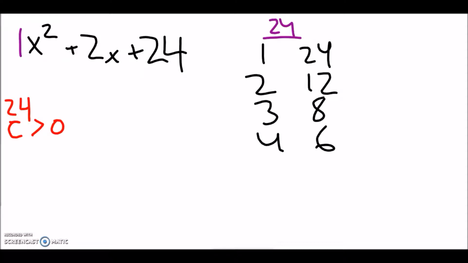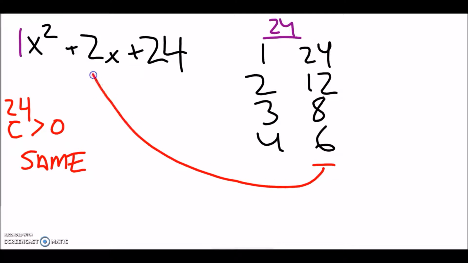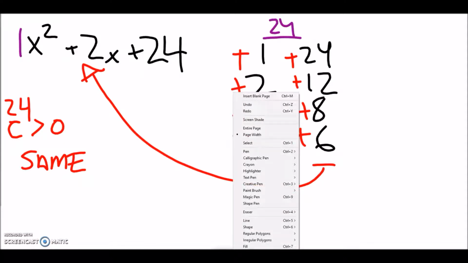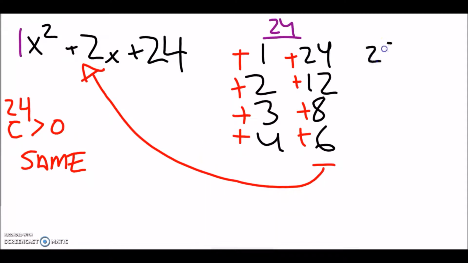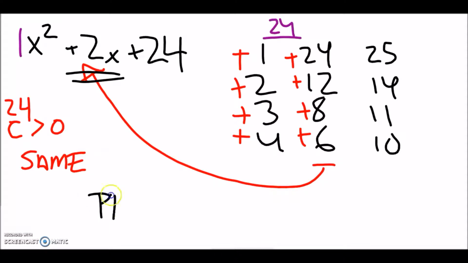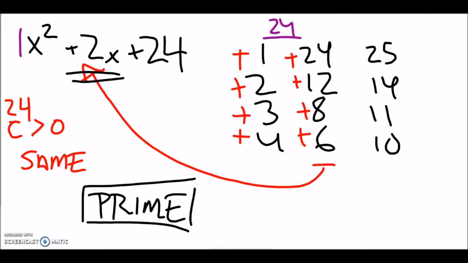That means my column signs will be the same. And again, the right column gets its sign from right there. So it will be pluses, and since we said they are the same, the left column will be pluses. Add our rows: 25, 14, 11, and 10, and we find which row adds to our B term. That's actually no row. So we call this polynomial prime because it cannot be factored. Okay, and that will happen every once in a while.